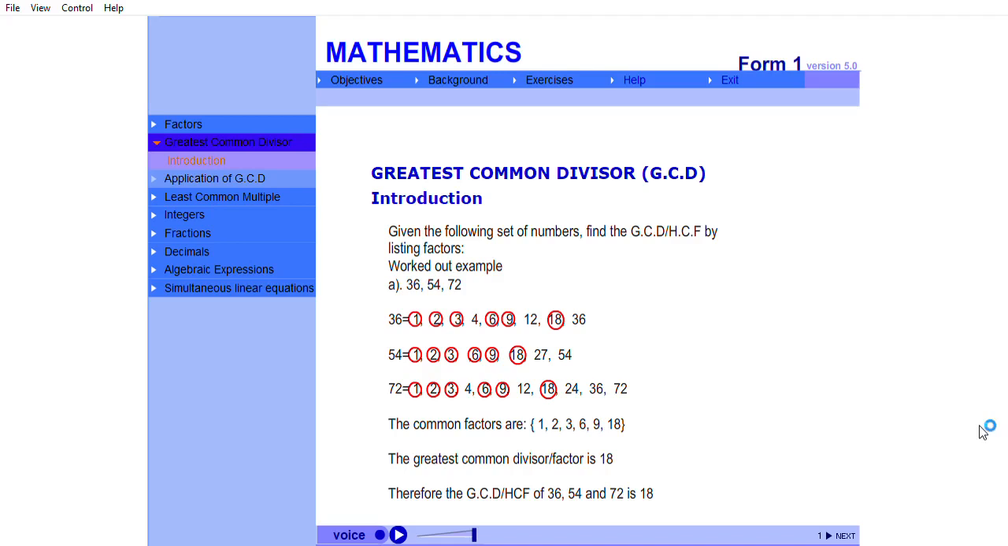36 has the following factors: 1, 2, 3, 4, 6, 9, 12, 18, 36. 54 has the following factors: 1, 2, 3, 6, 9, 18, 27, 54.